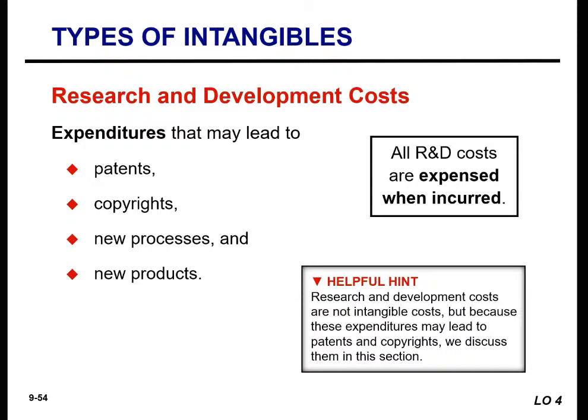Research and development costs that are expensed when incurred are those expenditures that can lead to patents, copyrights, new processes, new products, any of those things. They're not intangible costs because there's no guarantee when we're in research and development that it's actually going to result in a marketable good, in a marketable artistic work, in an actual new process, in an actual new product. Somebody else may beat us to it. So we may not be able to patent whatever it is that we were working on.